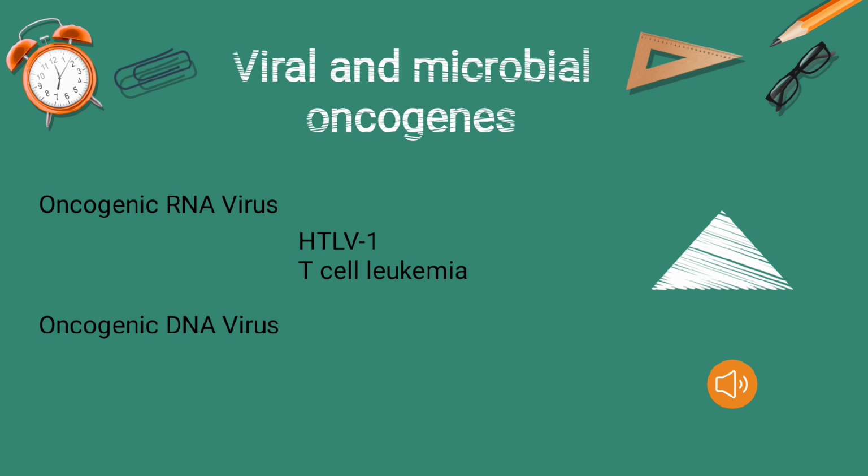Microbial oncogenesis, the viral or the bacterial one. Among oncogenic RNA viruses, the important one is HTLV-1, known as human T-cell leukemia virus type 1, which causes T-cell leukemia or lymphoma. These T-cell leukemias are endemic in Japan and the Caribbean. The HTLV-1 genome encodes a viral protein called Tax, which stimulates proliferation, enhances cell survival, and interferes with cell cycle controls.